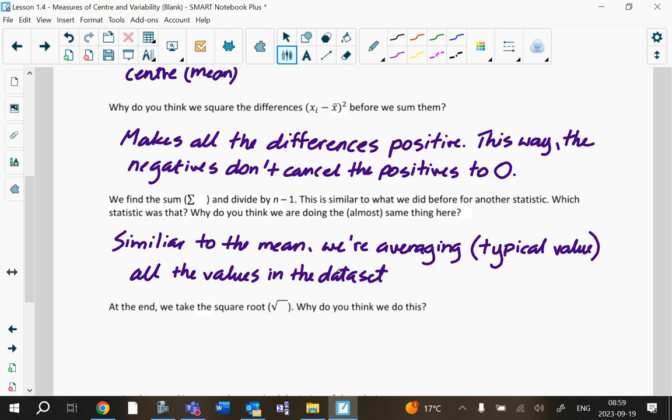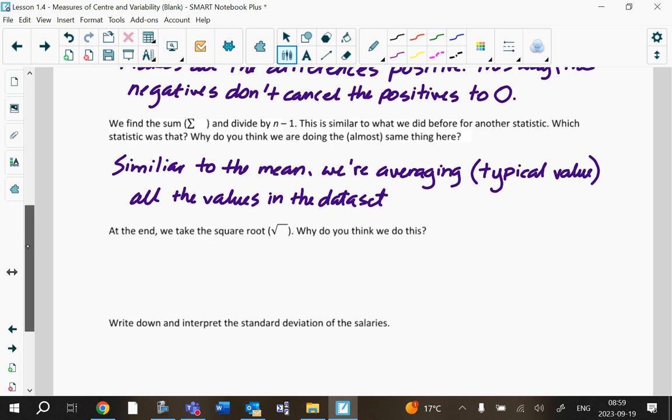And why do we square root at the end? To undo that square that we did in the formula. To undo the square we did earlier.